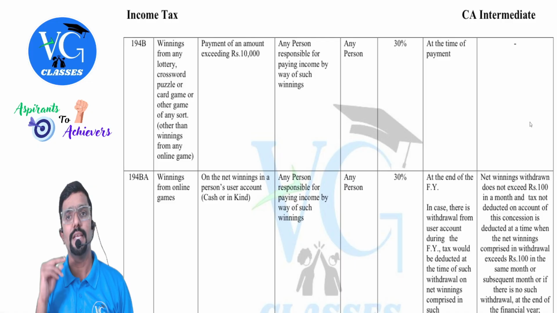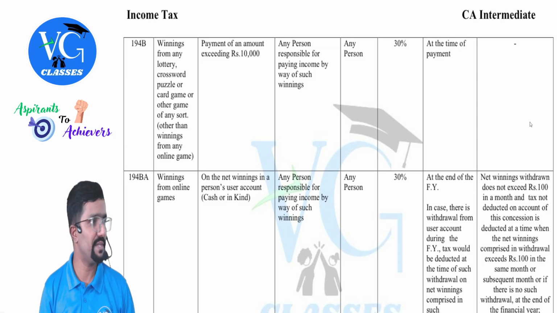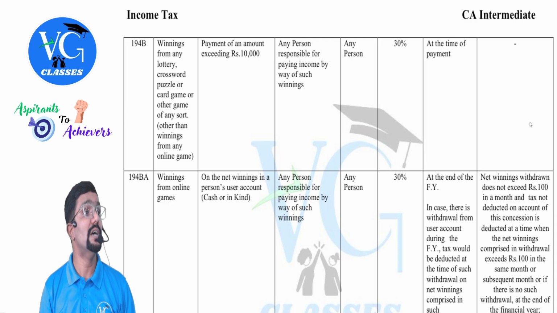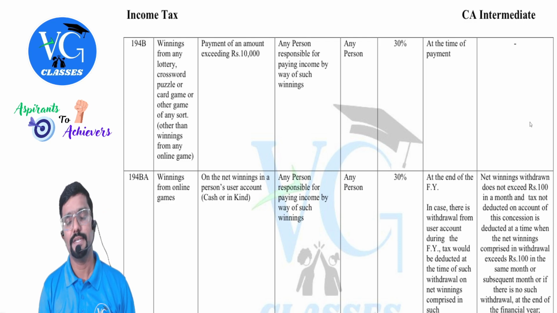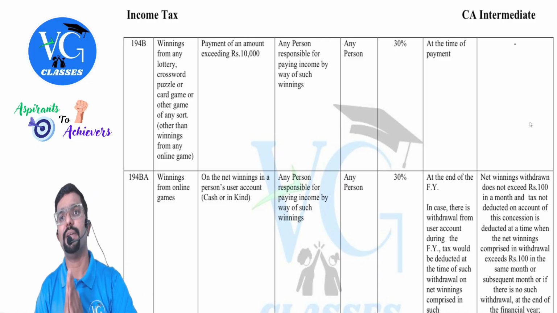Who should deduct TDS? Any person who is responsible for paying income by way of such winnings. Who is the payee? Any person who has earned it or won it. What is the rate of TDS? 30%. When TDS has to be deducted? At the time of payment.